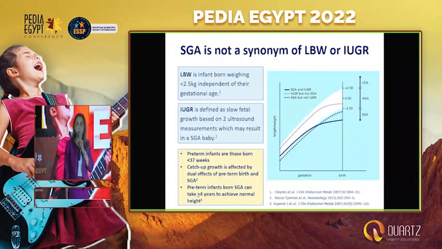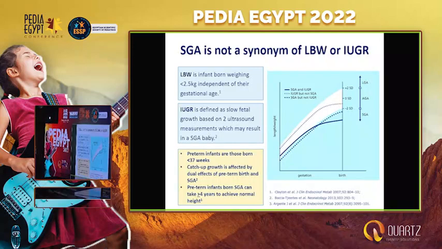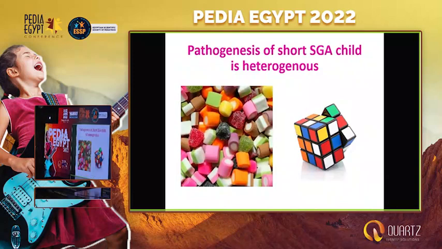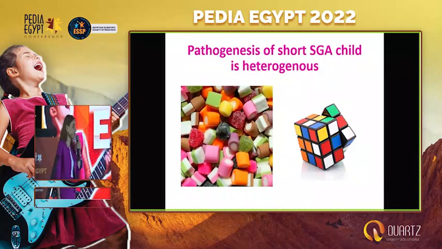It's very important to note that SGA is not a synonym of low birth weight or intrauterine growth retardation. Low birth weight is an infant born weighing less than 2.5, independent of gestational age. IUGR is defined as a slow fetal growth based on 2 ultrasound measurements, and it may lead to SGA. And preterm infants are those born less than 37 weeks, and catch-up growth is affected by the dual effect of preterm birth and SGA. And the preterm SGA take a longer time to catch up more than those who are just SGA.